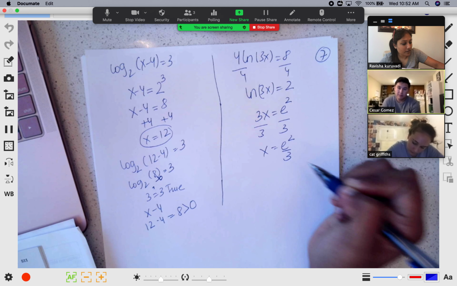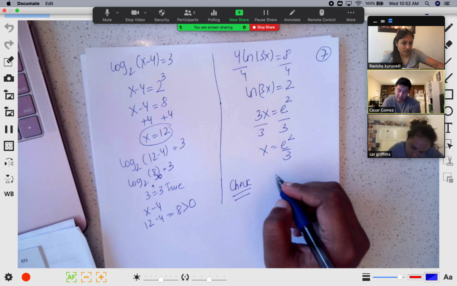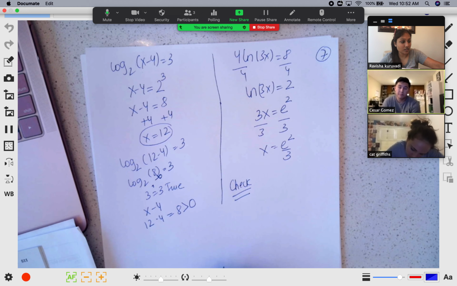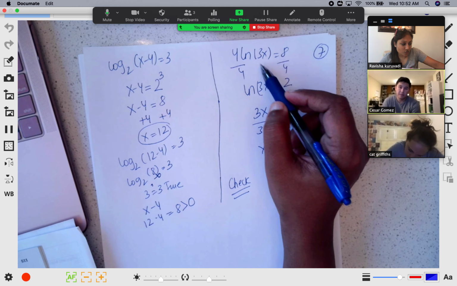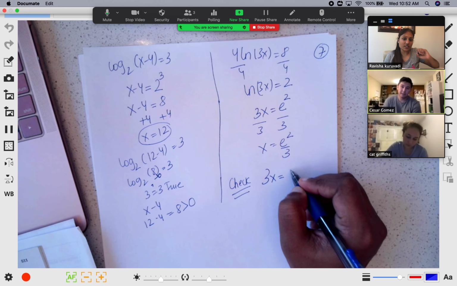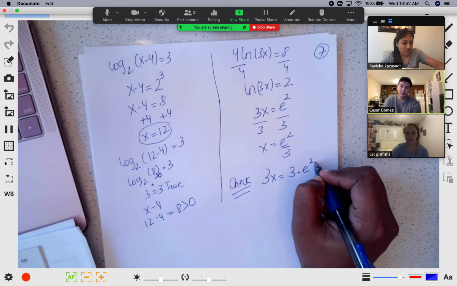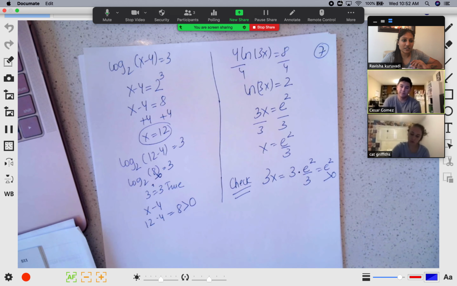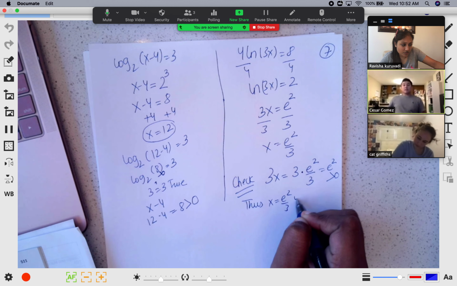Okay, and how did you check? I plugged it in. What's your m in this case? e to the 3x, 3x. Your m, yeah. So in just m, not in the whole equation, you're going to plug in. So you get 3 times e squared over 3, which is just e squared, and e is a positive number, that's why it will be positive. Awesome. Yep. x is equal to e squared over 3 is a solution.